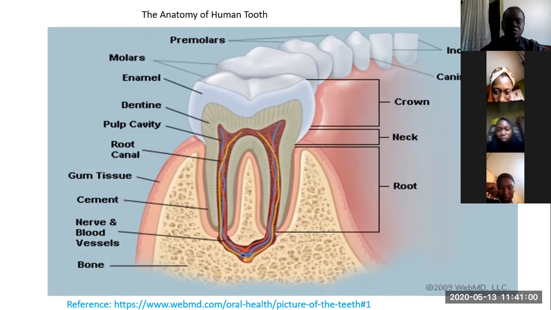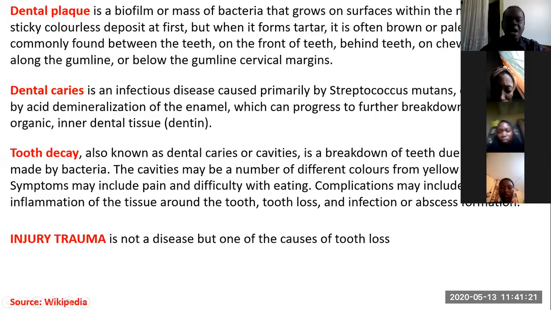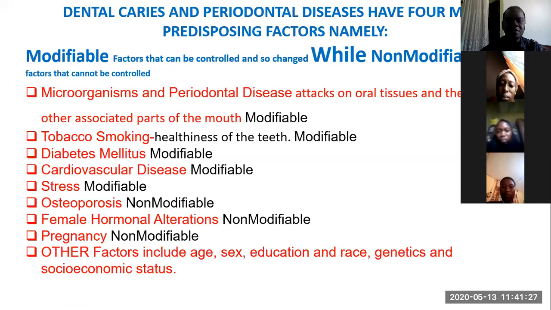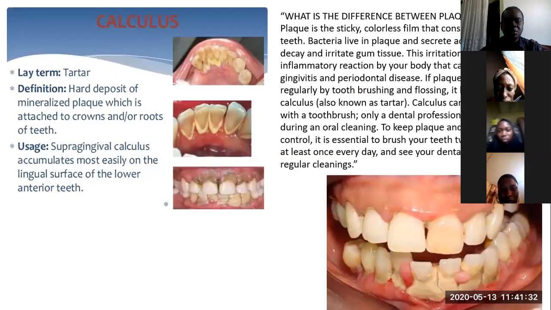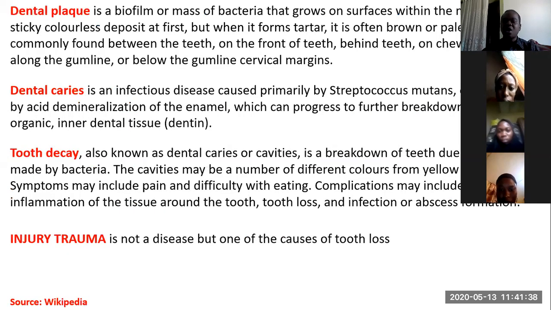Like I told you previously, we have incisors, we have premolars, then we have molars. These are the three categories into which the permanent human teeth can be divided. Now let's move to the next slide. Sorry, there's a mix up there. Actually, I want to show you different problems that can occur in the mouth of a patient.